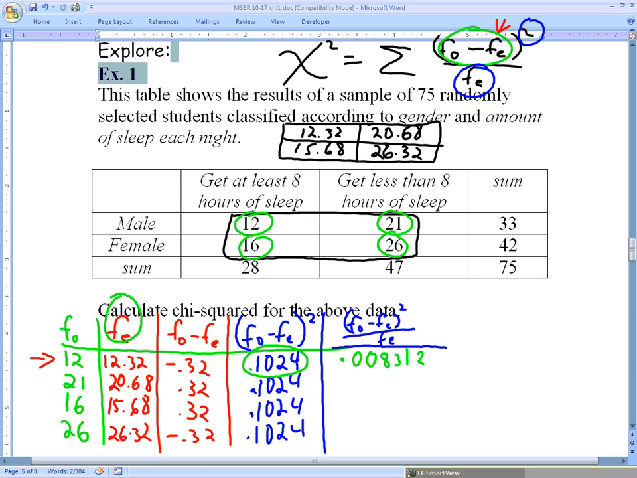That's 4 significant figures. Now, why am I rounding to 4 rather than 3? It's not my final answer. So I want at least 1 extra. 2 or more would be even better.